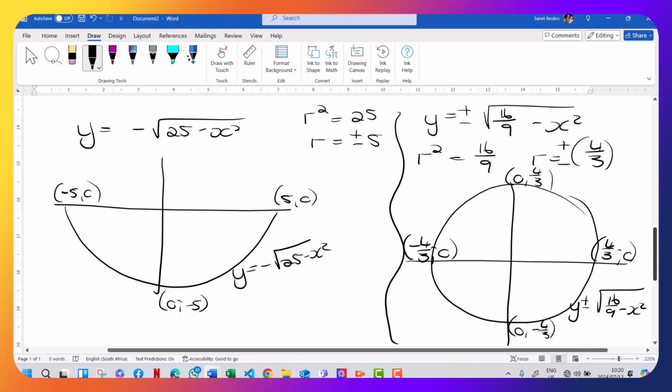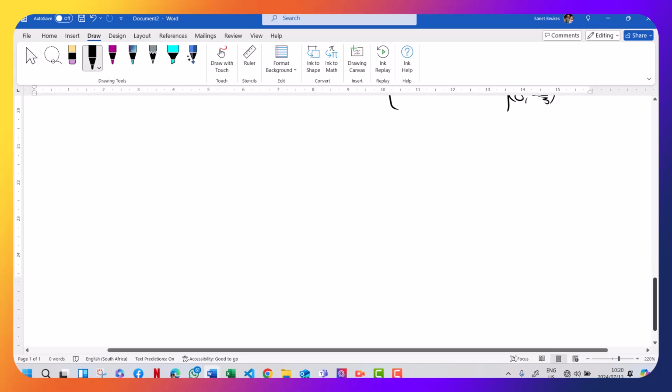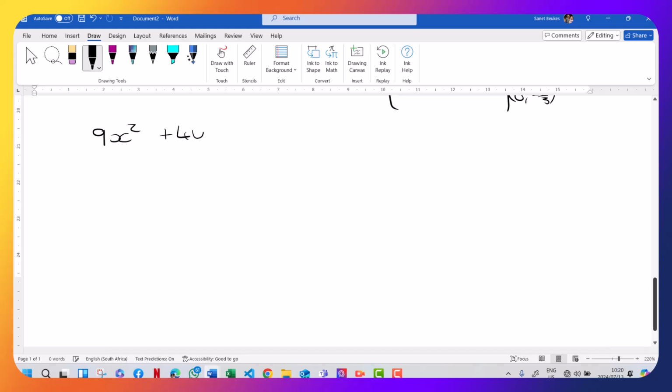But let's assume we get something like this. Let's say 9x squared plus 4y squared is equal to 36. And if you look at that, a lot of you will tell me it's a circle. It's not a circle. If you're not sure, use your intercept method. Go and make x-intercept, where your y is equal to 0.